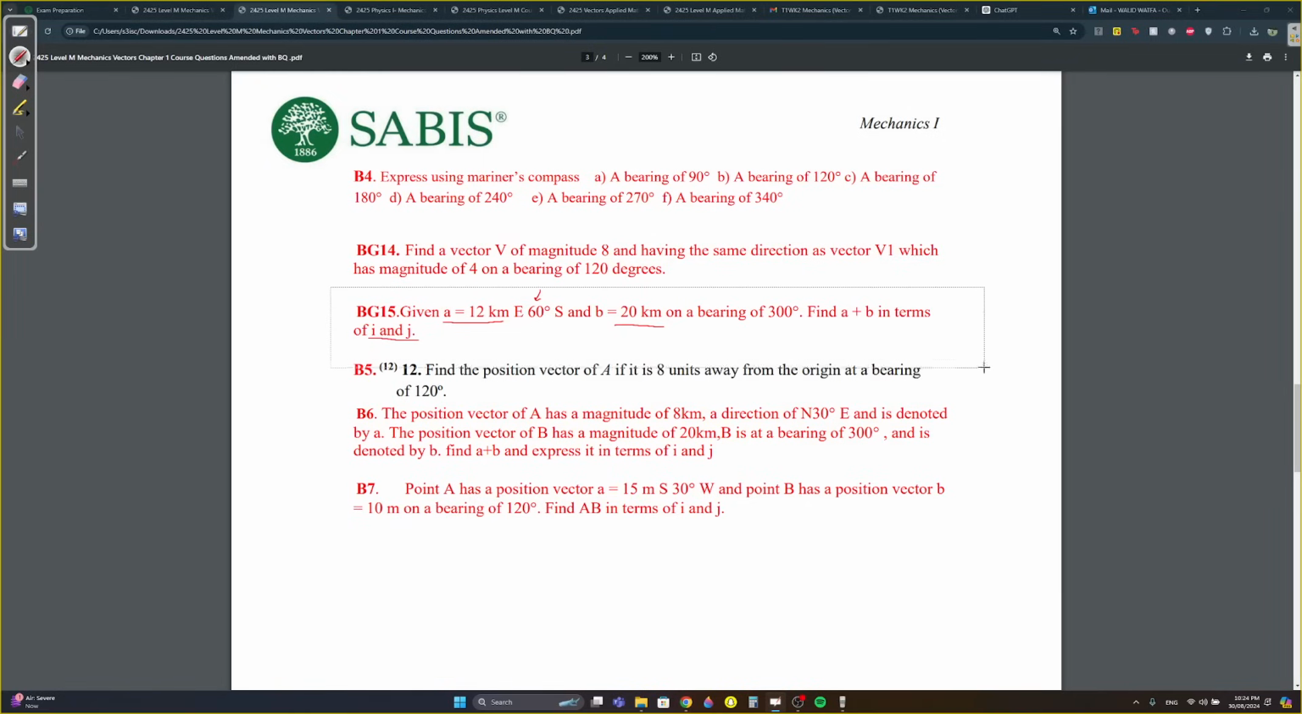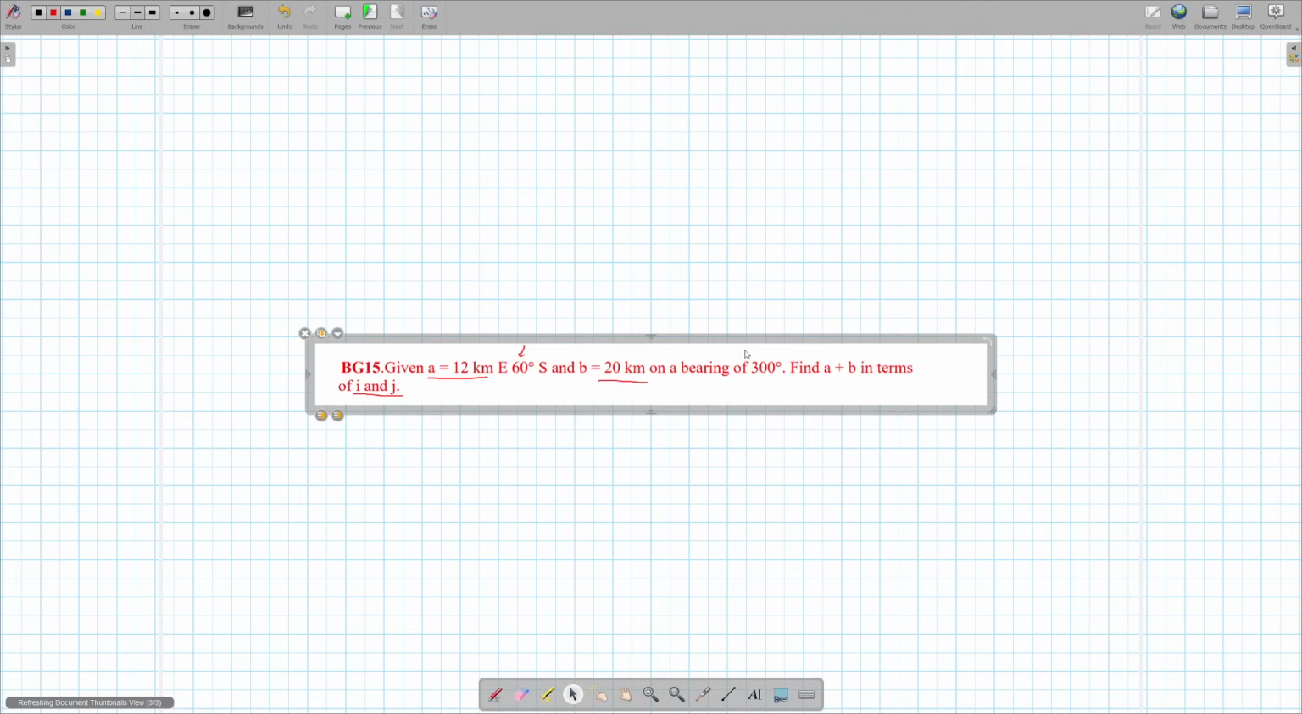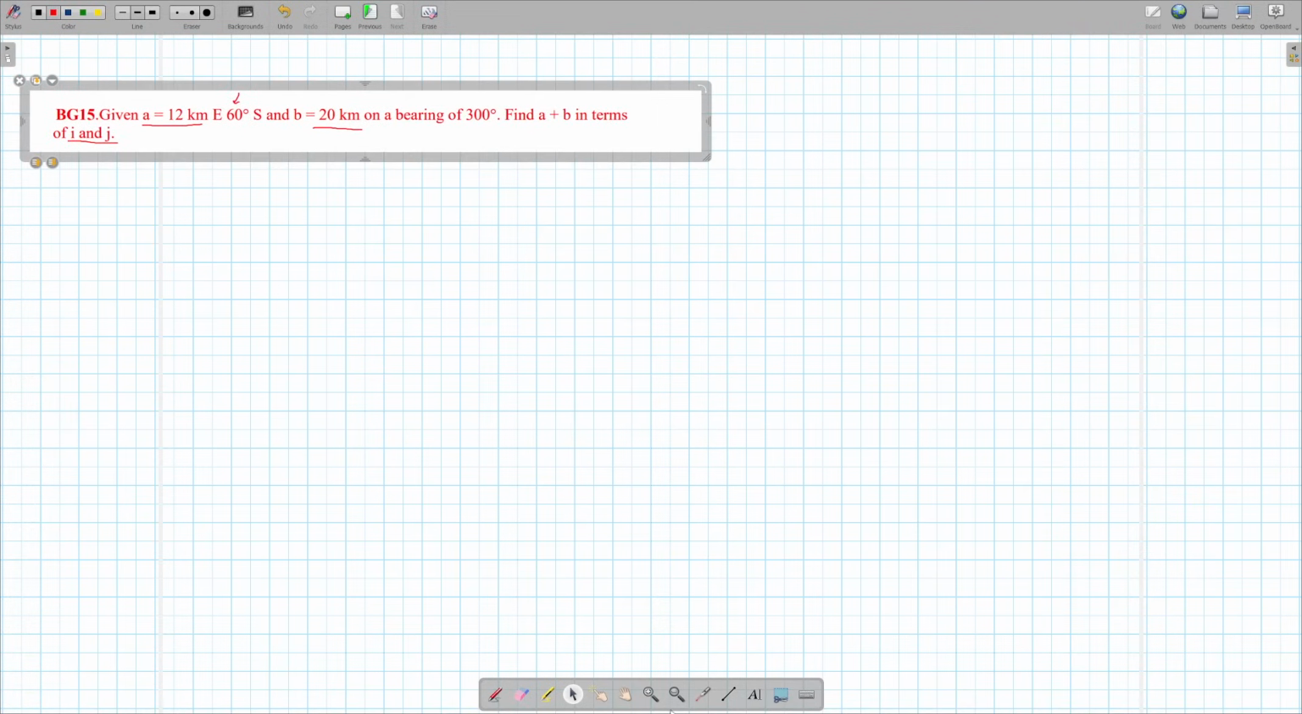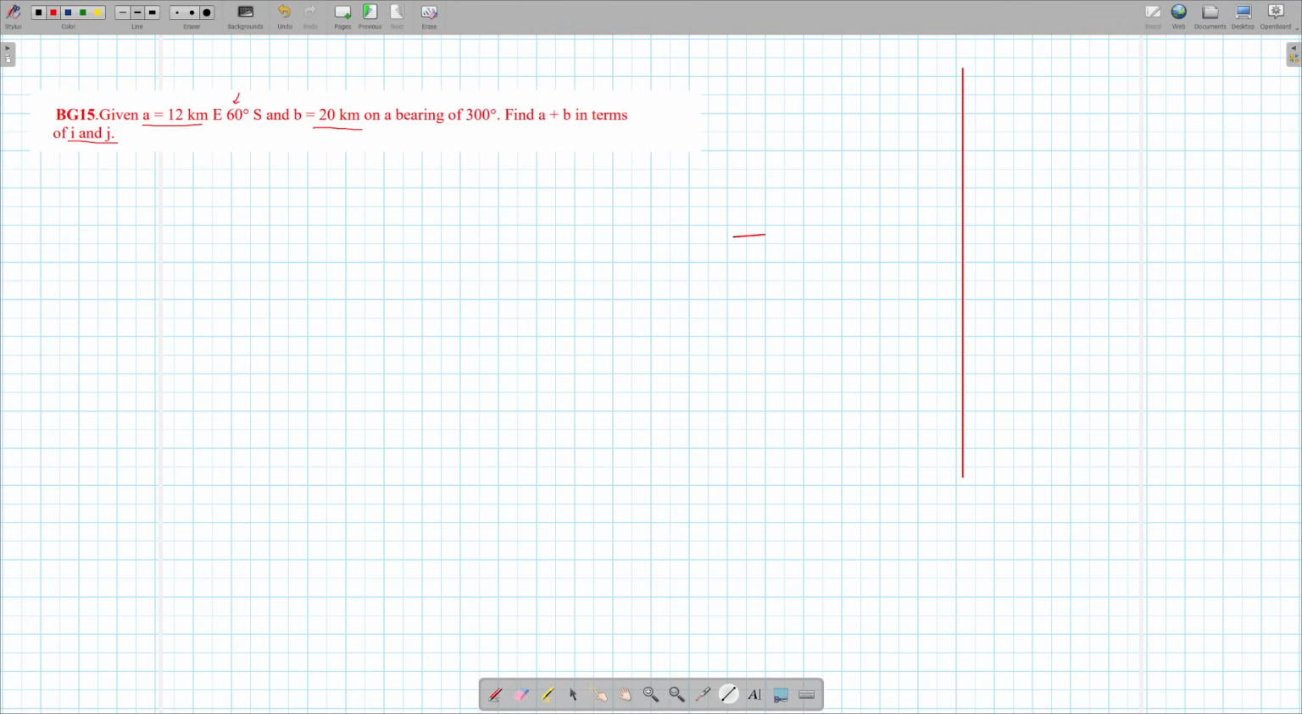So I'm actually going to take this to the open board because I want some space to draw. Okay, let's draw our planes. East, this is north, south, east, west. East, 60 degrees south. So we go to east, then we go 60 degrees downwards because he said south. It's going to look something like this. This is A. We know it's 12. And this is 60 degrees.